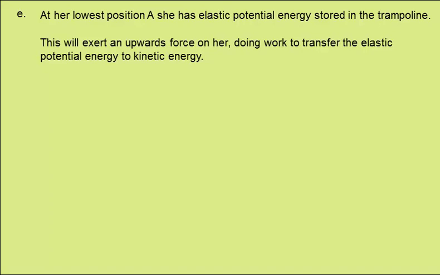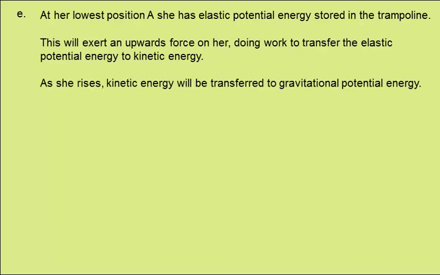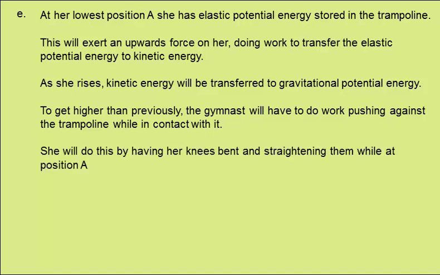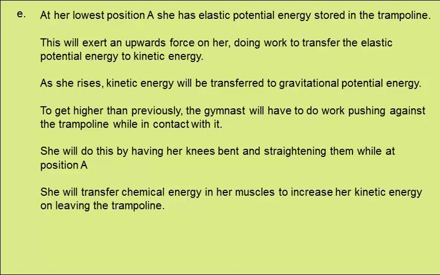This will exert an upwards force on her, doing work to transfer the elastic potential energy to kinetic energy. As she rises, kinetic energy will be transferred to gravitational potential energy. To get higher than previously, she will have to do work pushing against the trampoline while in contact with it. She will do this by having her knees bent, straightening them while at position A. She will transfer chemical energy in her muscles to increase her kinetic energy on leaving the trampoline.